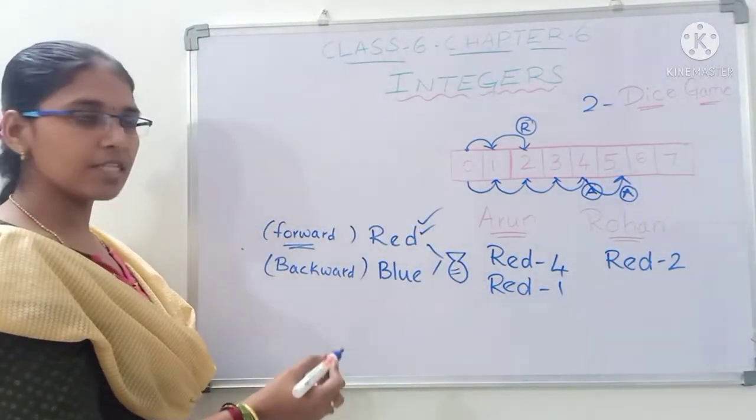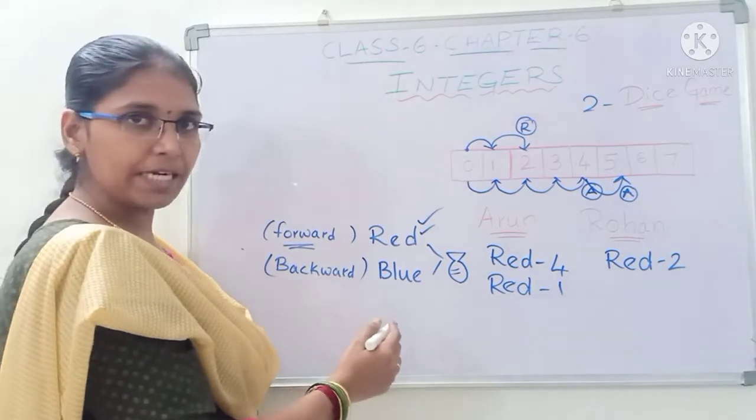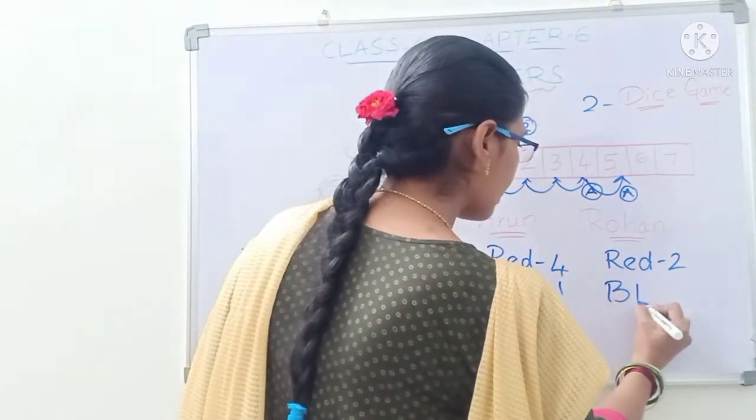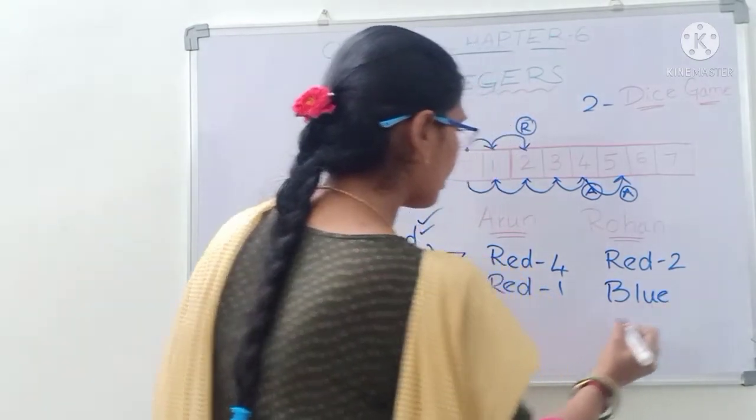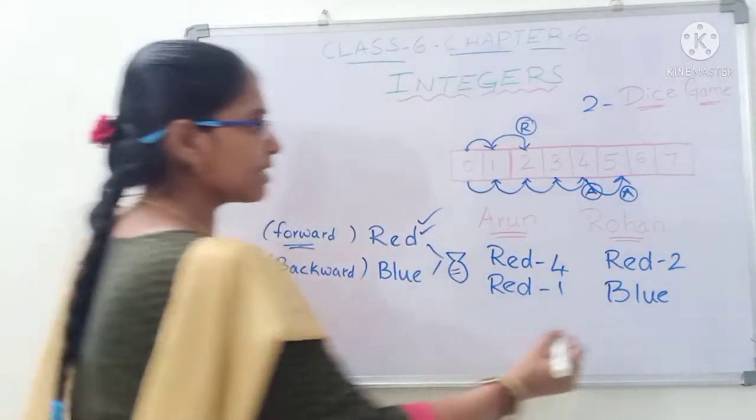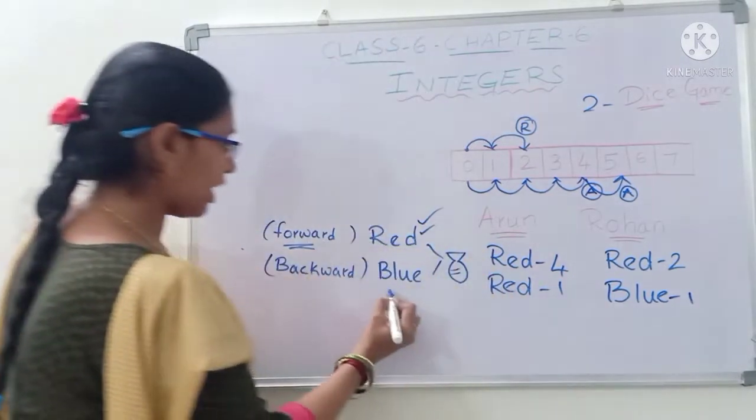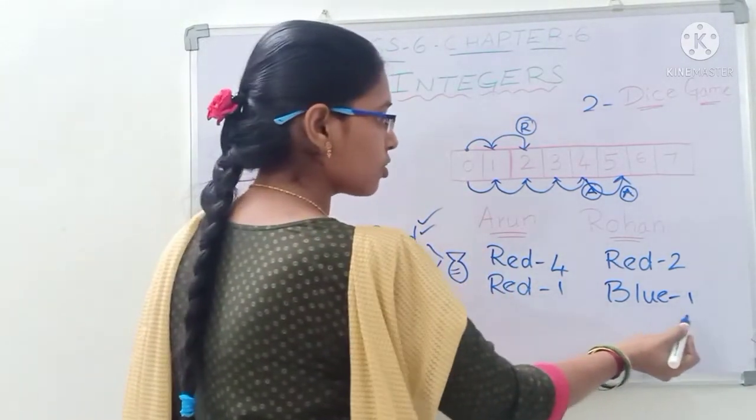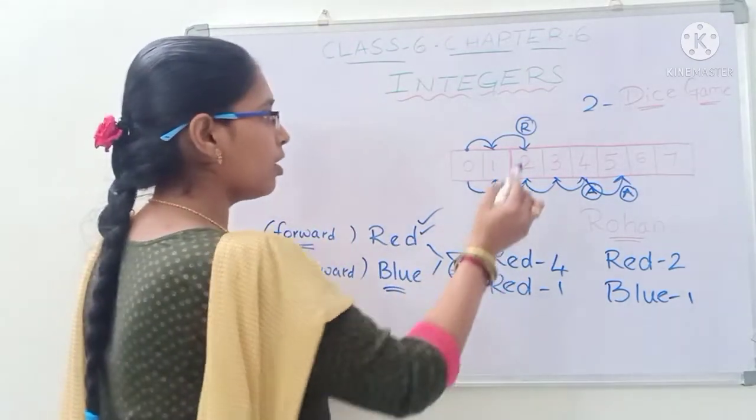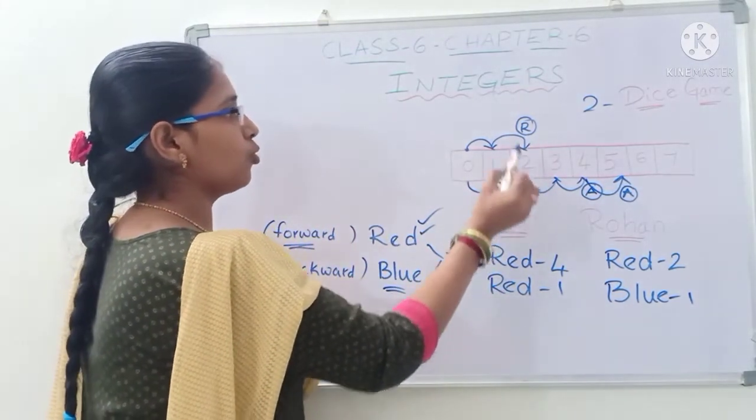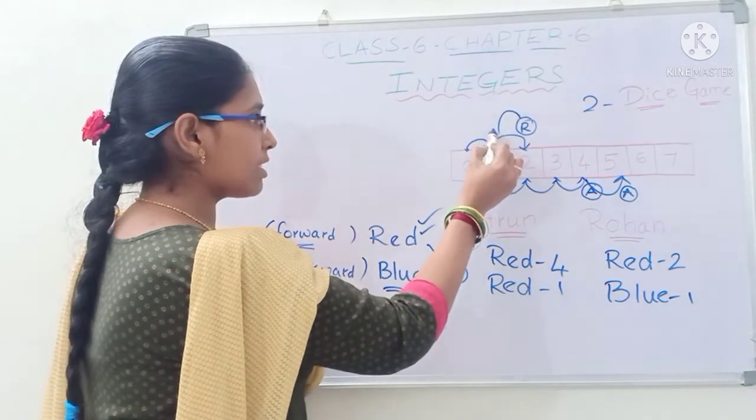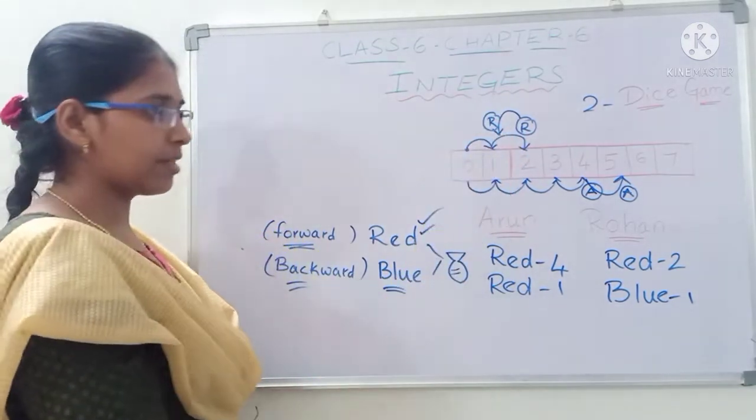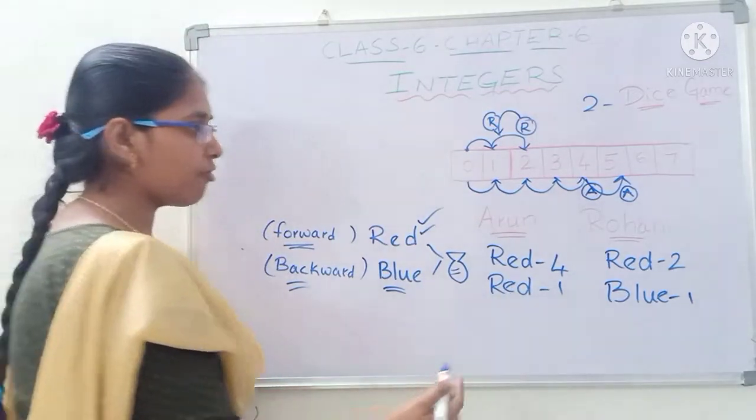Now it is the chance of Rohan. Rohan picked a dice and now he got the blue dice, and the number on the dice is 1. Blue dice means as per the game we should move backward. And he got 1, so he should move 1 step backward. What is Rohan's position? 2. So he moves 1 step backward. He reaches number 1.